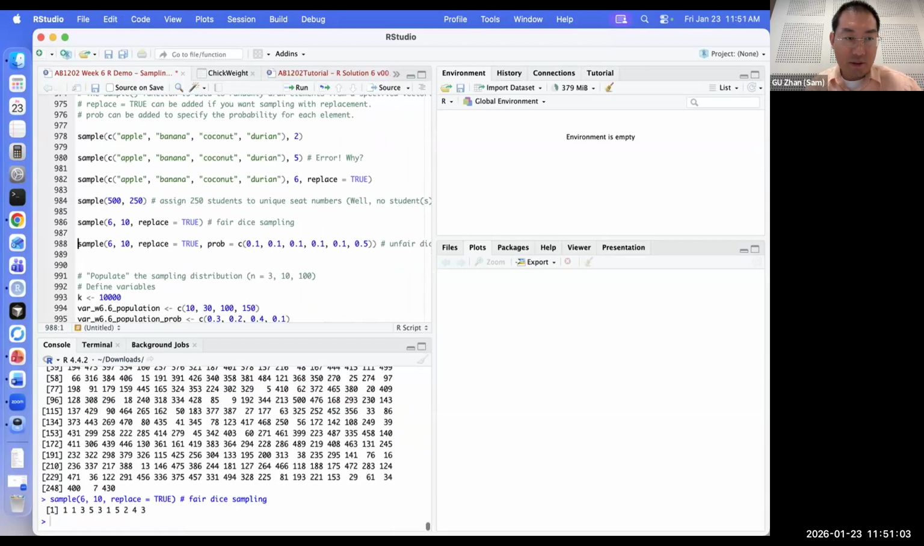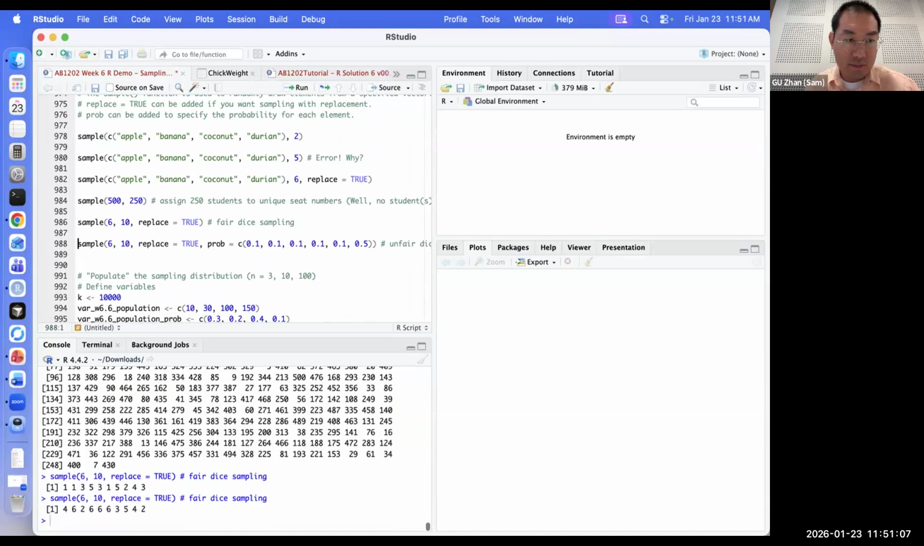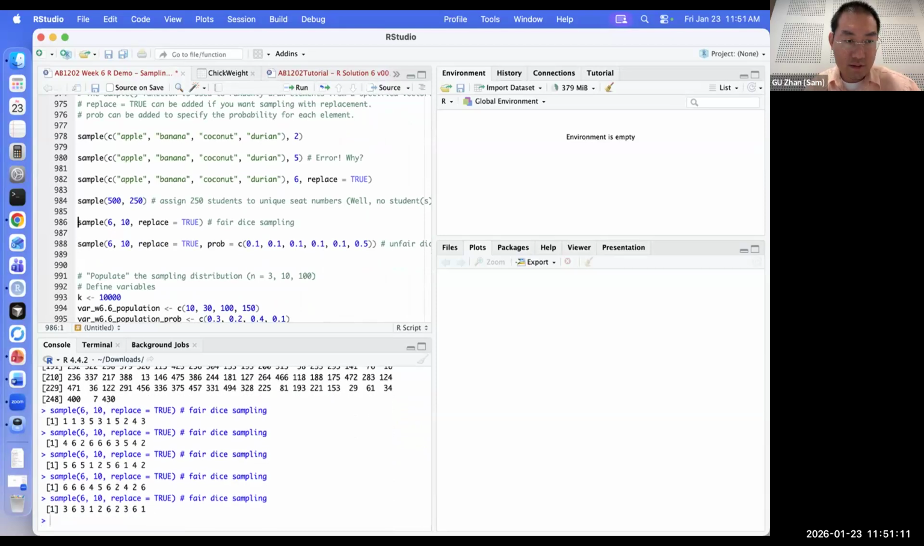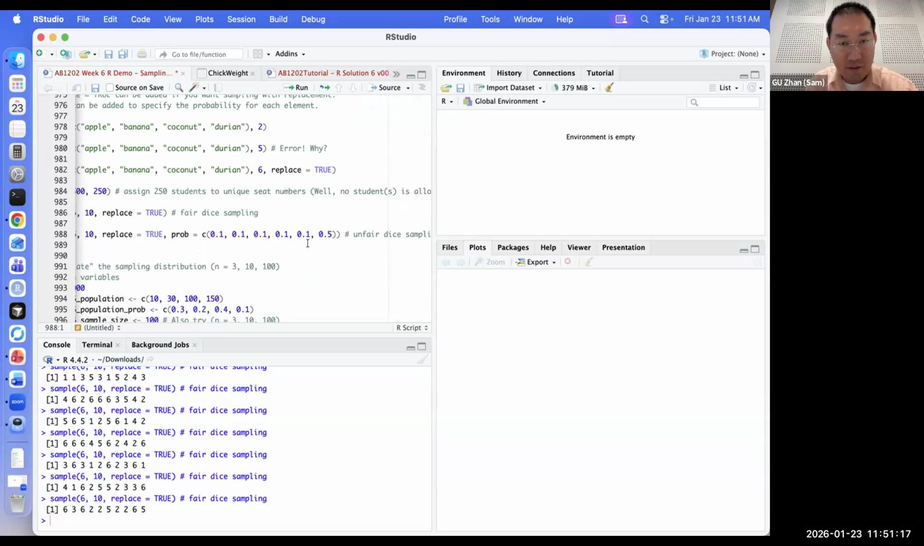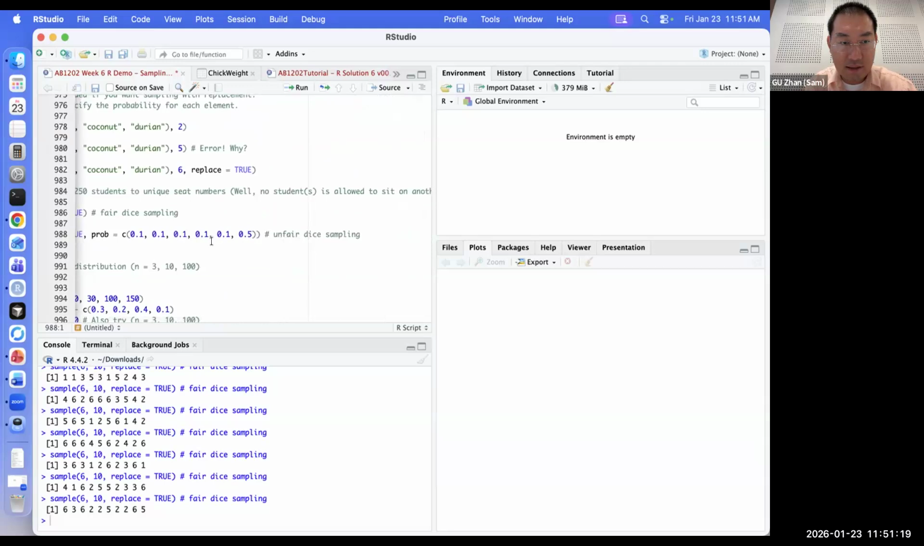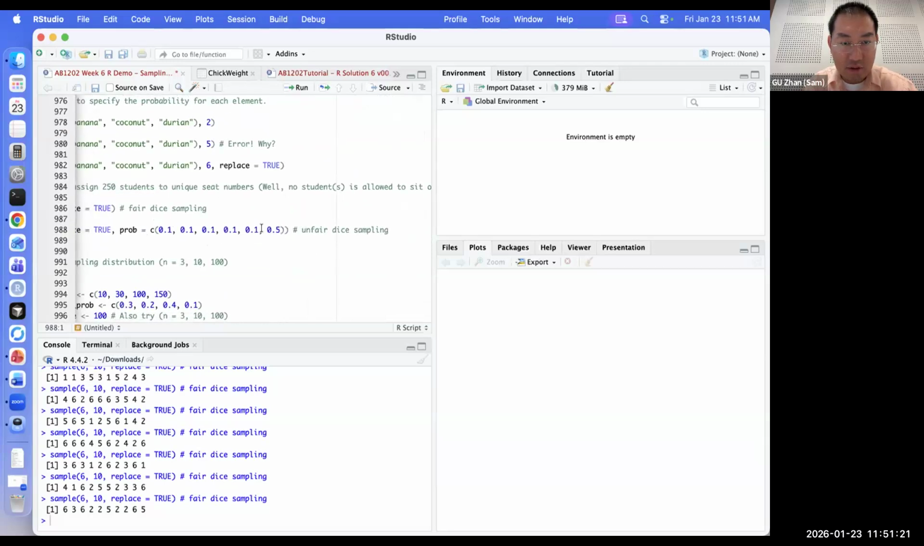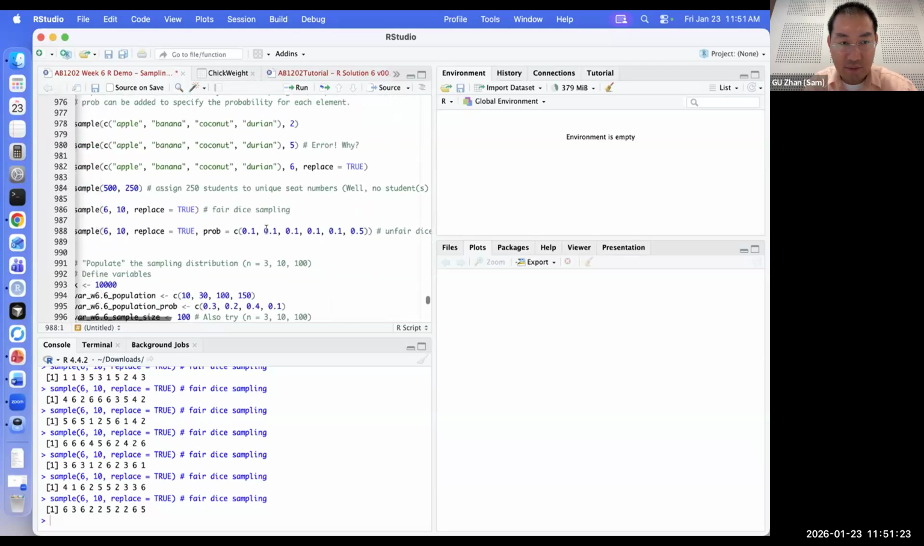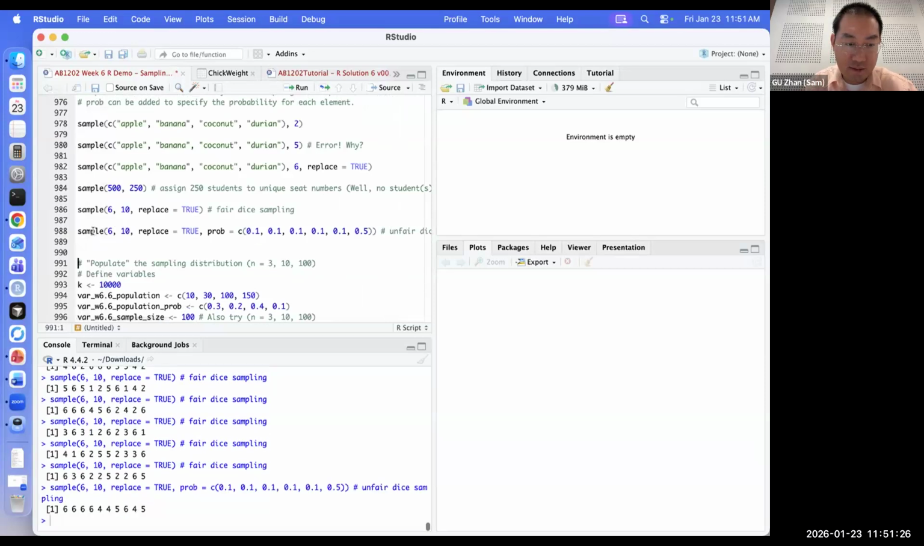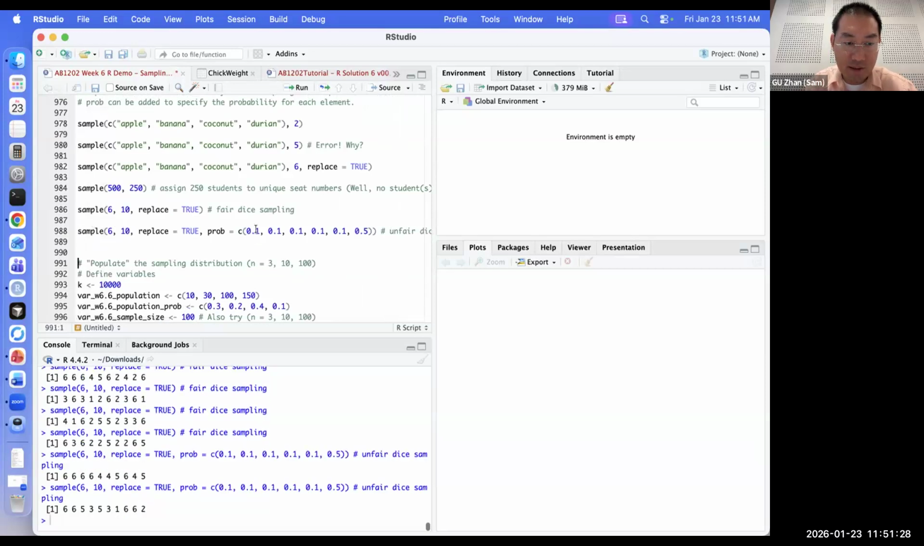Fair die sampling. Sample 1 to 6, 10 times. Sample 6, 10 times: 1, 2, 3, 4, 5, 6. A fair die rolled 10 times. Then replace true with probability. So this is an unfair or loaded die. Now digit 6 has a high chance, a 50% chance. You can assign the probability to it.